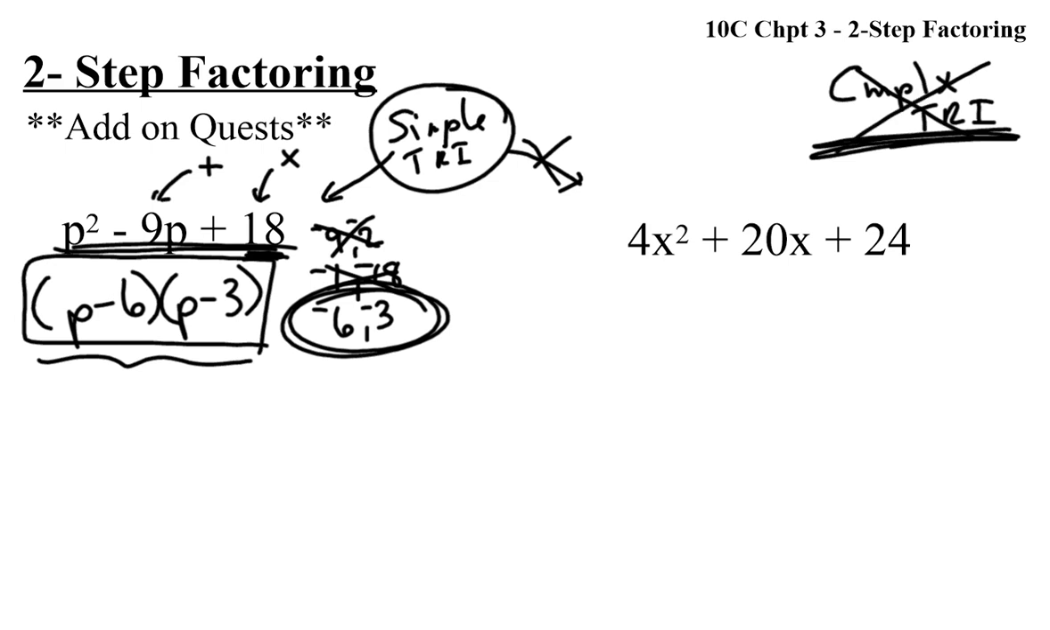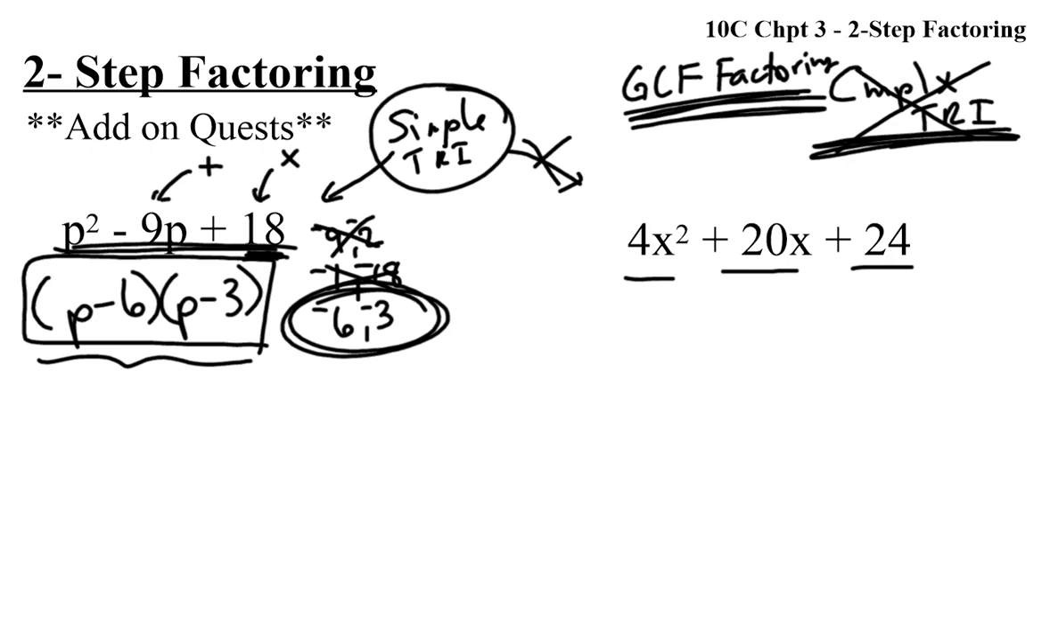For the last few lessons that we've been doing factoring, I have referred to the fact that we should always be looking for GCF factoring to start. Look to see if you can GCF factor. We have 4x squared, 20x, and 24. Obviously, an x cannot be factored out because there is no x in our last term. But 4, 20, and 24. What's the GCF for those three values?